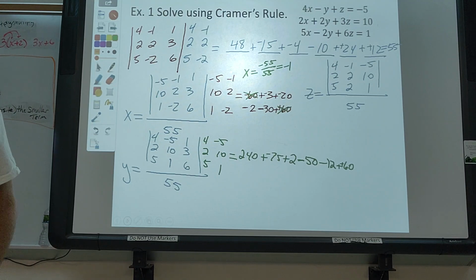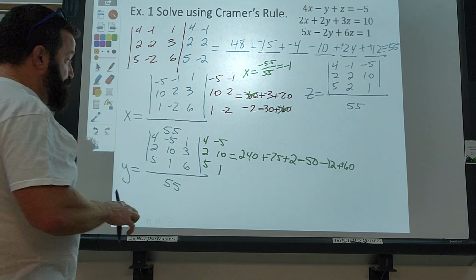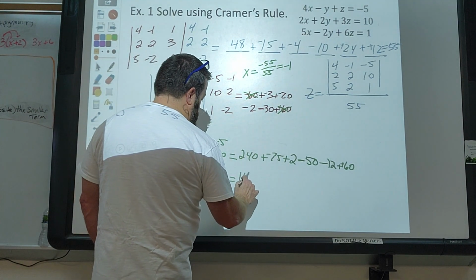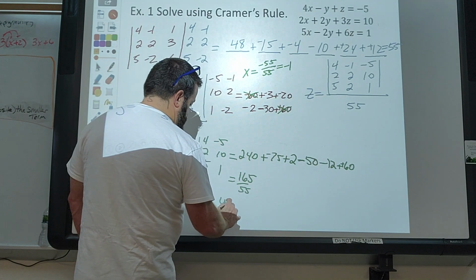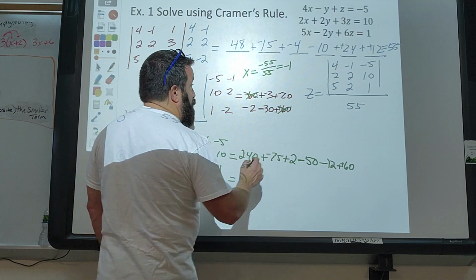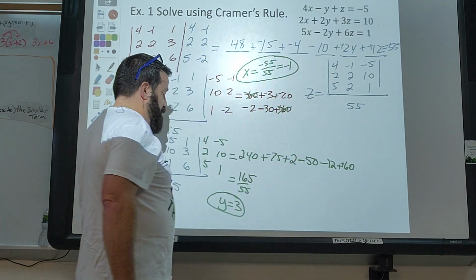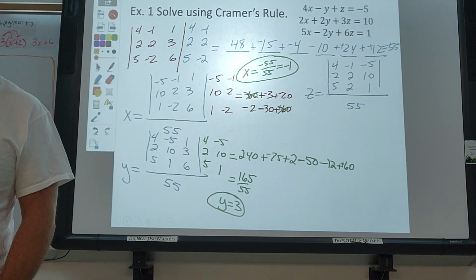So I think this one, that was the third one that comes out to be 110. This one comes out to be 165, I believe. So this should be 165 divided by 55, which comes out to be y equals 3. So there's my second one. x is equal to -1, y is equal to 3.